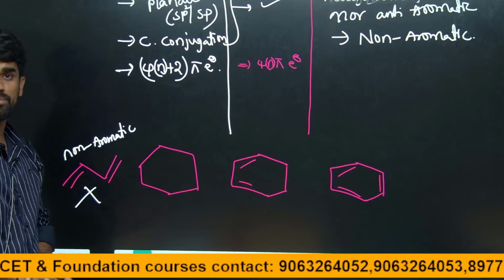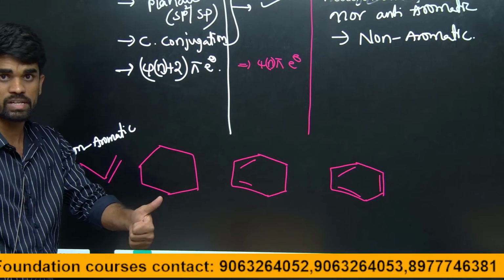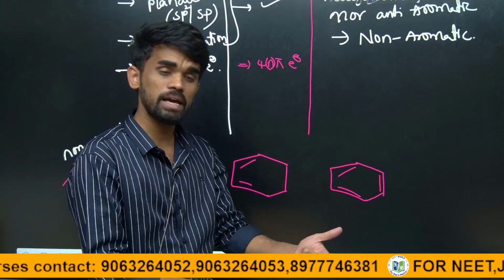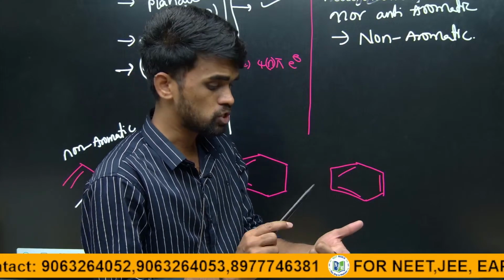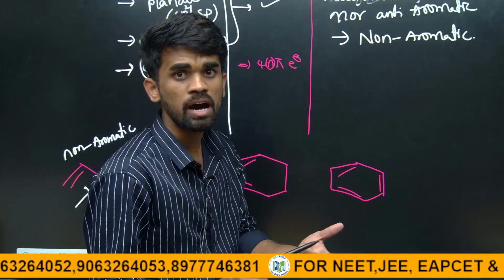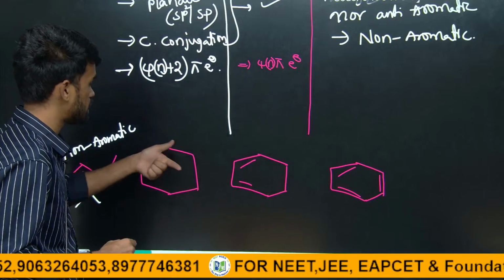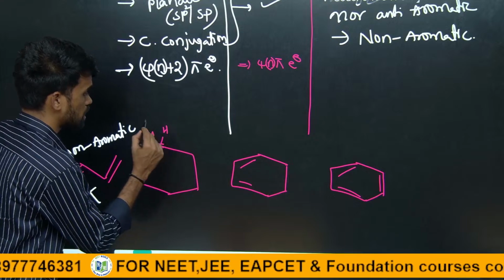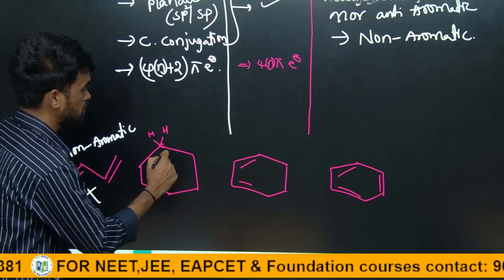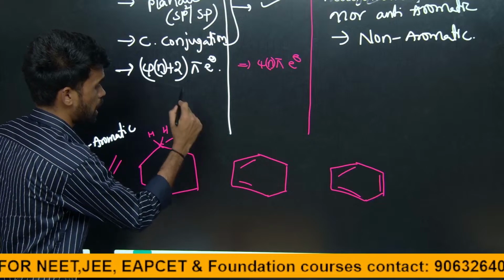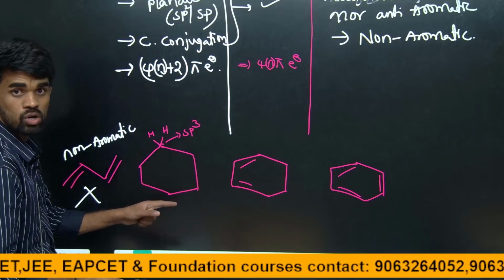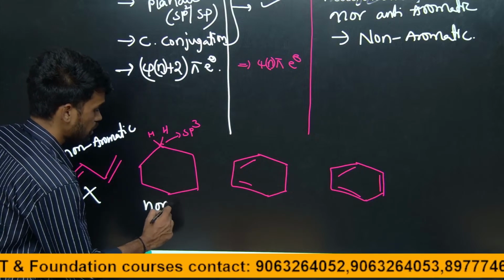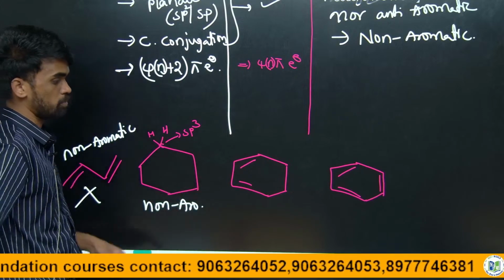So what about this compound? This is cyclic, so the first condition is obeyed. But what about the second condition? It should be planar. Planar means what hybridization should be there? It should contain either sp2 or sp. But all the carbons here are sp3 only. All the carbons have hydrogens like this. All of them are sp3 hybridized. So I can say this is also a non-planar compound, so it is non-aromatic.